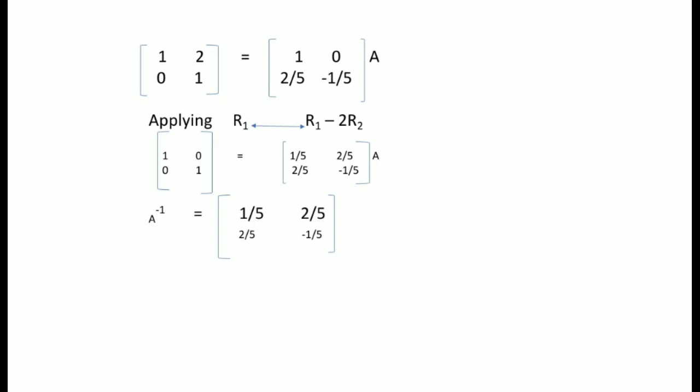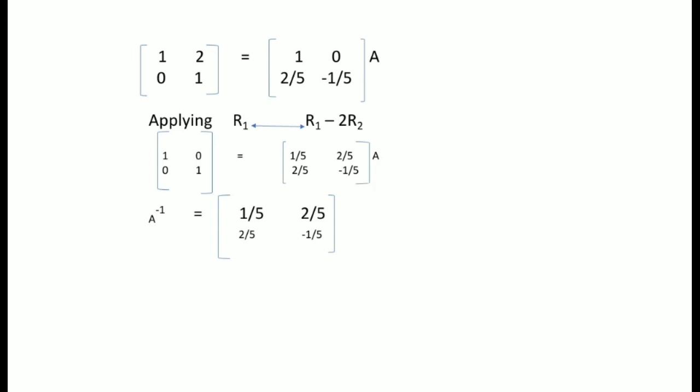Now at the position where 2 is present, we want 0. For this we apply R1 changes to R1 minus 2R2. It means we first multiply the elements of R2 with 2 and then subtract them from the elements of R1. On applying this operation, we get 1 0 0 1, which is the identity matrix, on the left hand side, and on the right hand side we get a matrix with entries 1/5 2/5 2/5 minus 1/5.